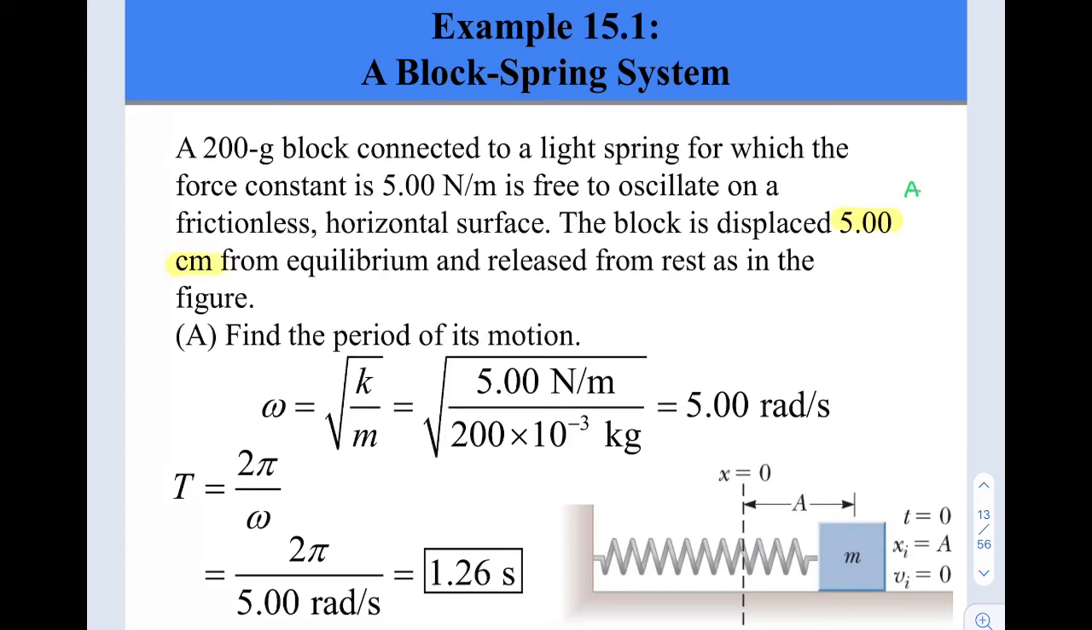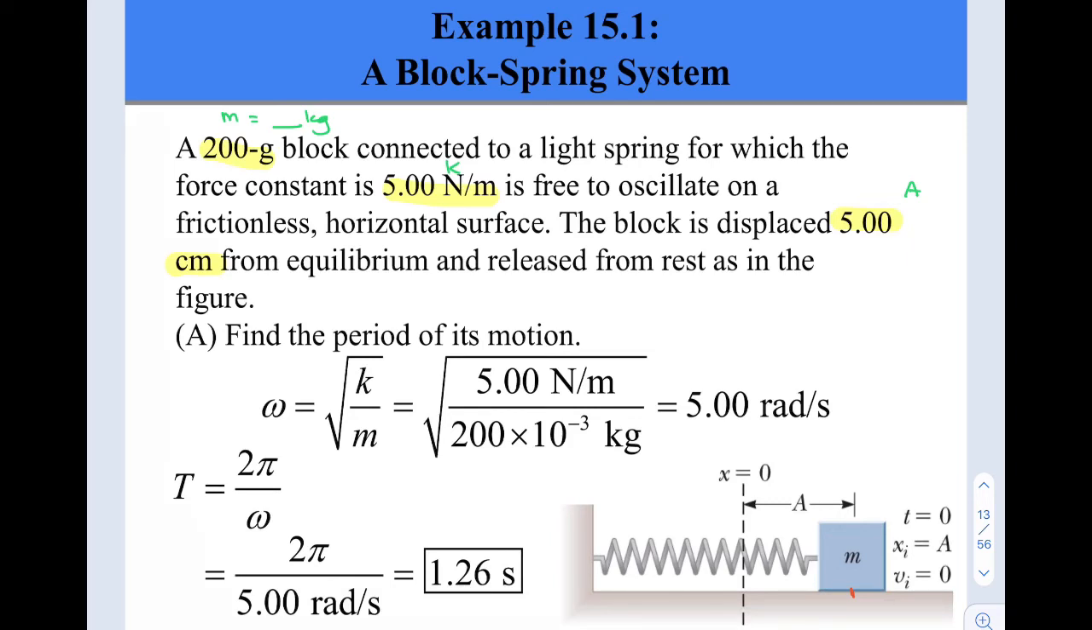This is our A. And then here and here is other information. This is our mass converted into kilogram. And here is our K, the stiffness of the spring or force constant. So from this information, from equilibrium and release from rest, and its figure, it means that at t equals 0, the block already has initial position at A, right? So, find the period of this motion.